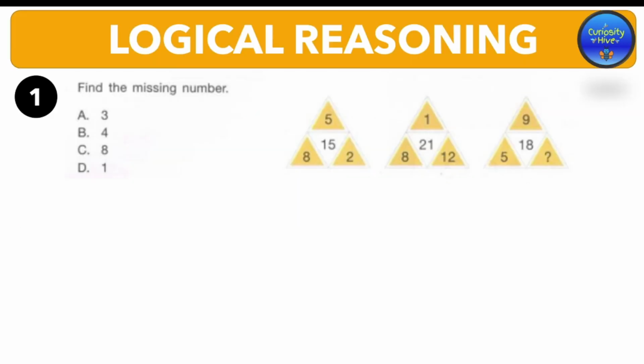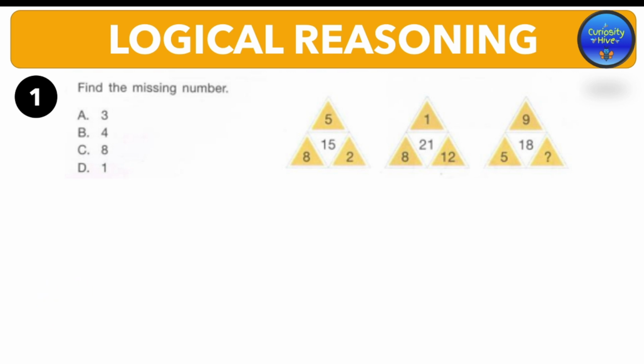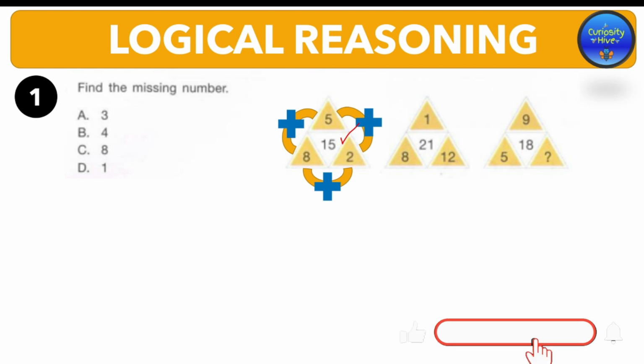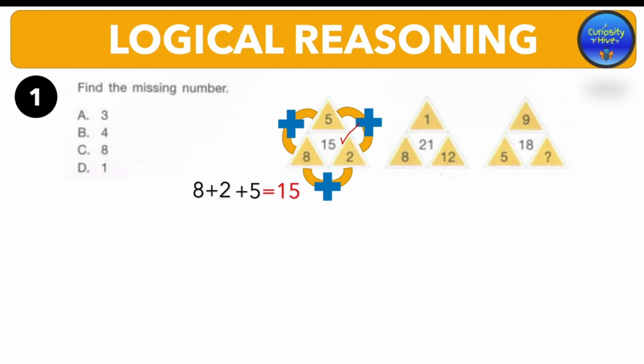Here is the first question. Find the missing number. Well, the logic to this is that we add the 3 numbers on the corner to get the center number. So while adding also, always add the bond numbers first. The 8 plus 2 is 10, plus 5 is 15. Similarly, the next block has 8 plus 12, which is 20, plus 1 is 21. So that is your answer.